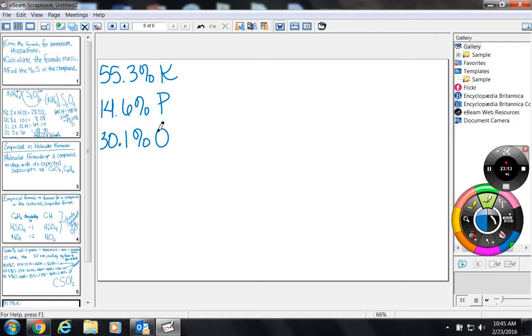You've got to find the mass for, well, turn it into grams first. No, we mentally turn it into grams, right? So 55.3 divided by 39.1. Someone tell me what that is. 1.41. Keep going. Couple more decimals. 1.4143. Okay. 14.6 divided by 30.97.